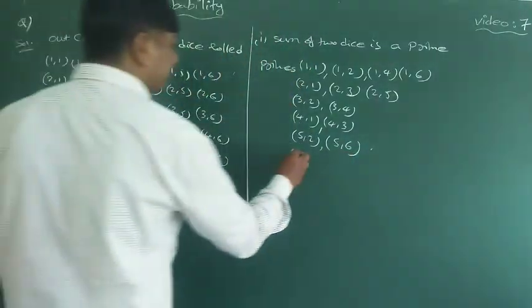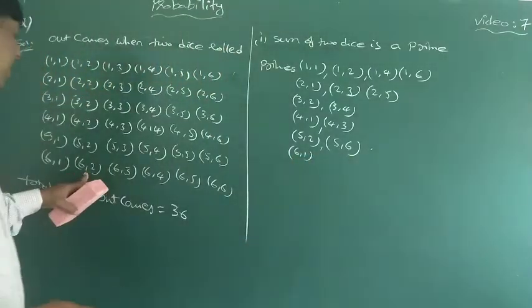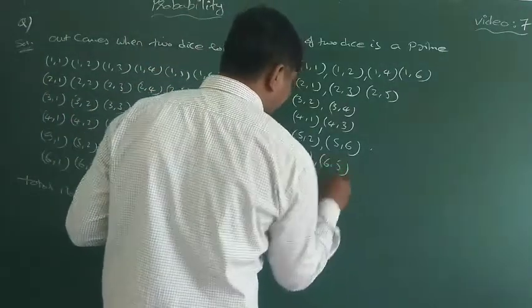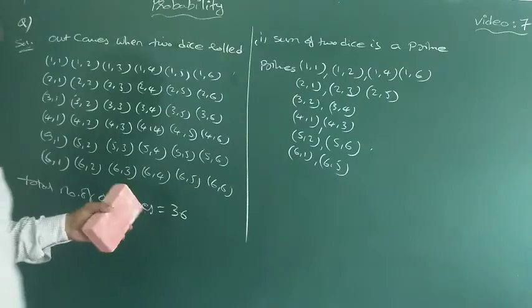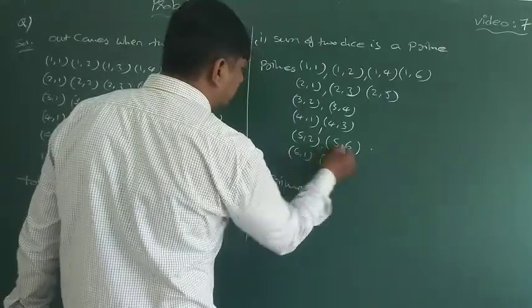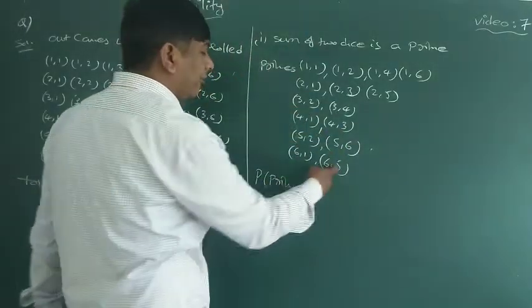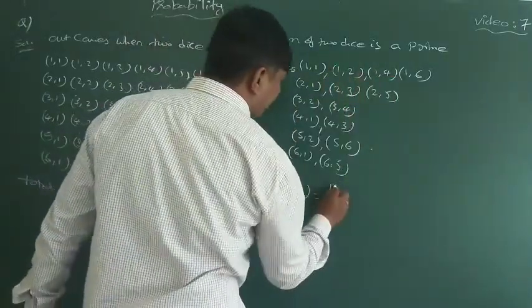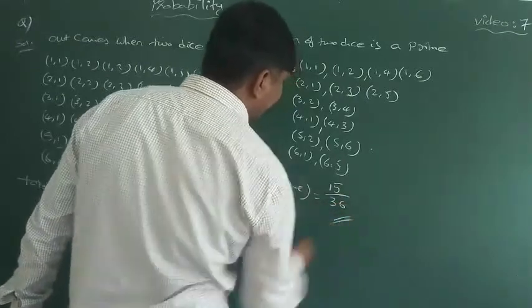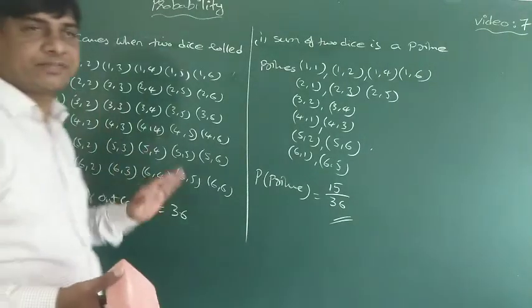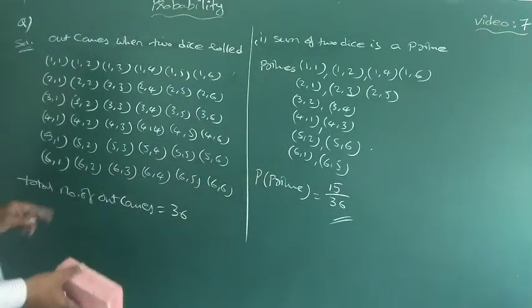6 1 prime number. 6 2 not prime. 6 3 not prime. 6 4 not prime. 6 5 prime number. In case I missed any values anywhere, please check, sir. So the probability of a prime sum is equal to how many are there? 1, 2, 3, up to 15. 15 by 36. In case I miss anything, please check. I may be wrong also, so please correct it and let me know if you find any correction.